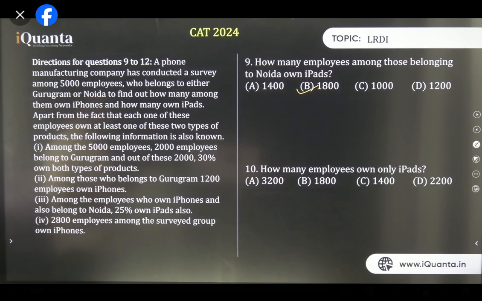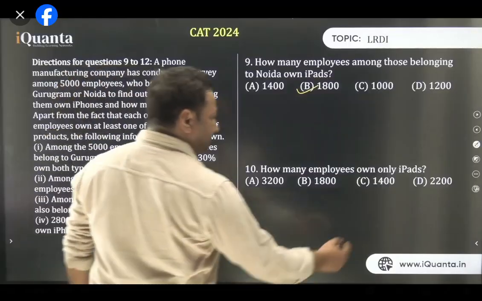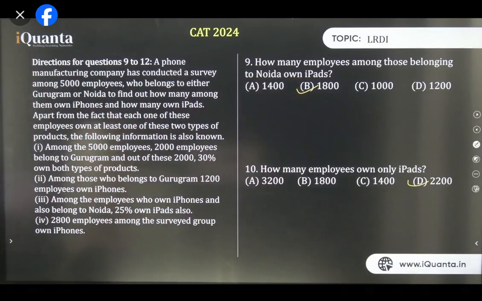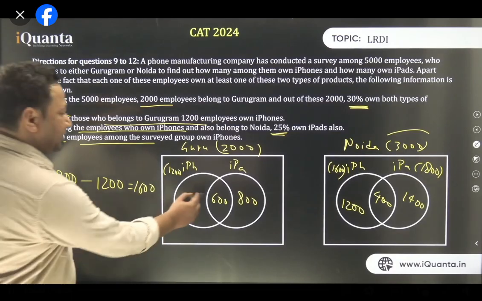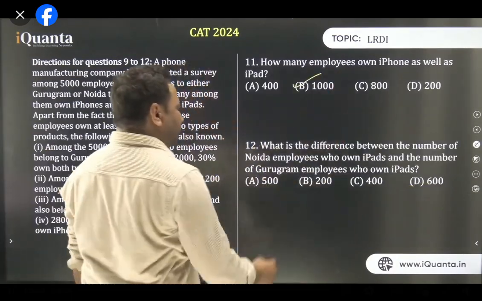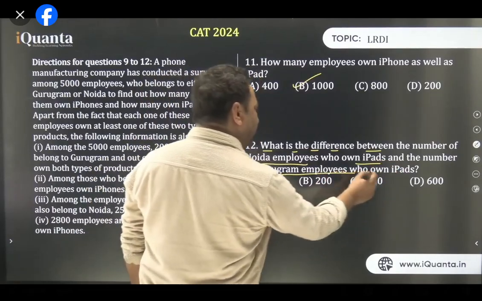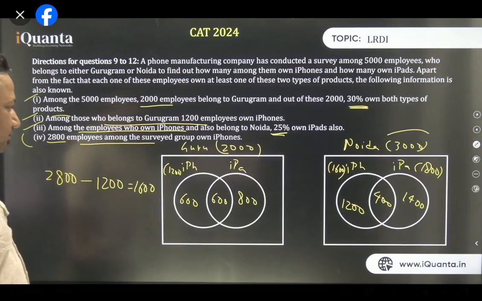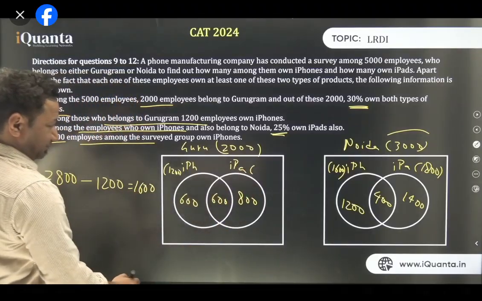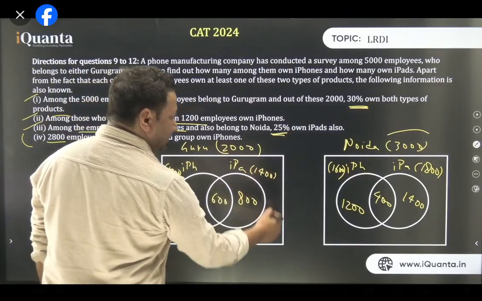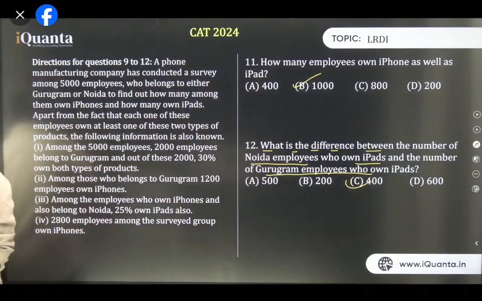How many employees own only iPads? Overall, only iPads. 800 plus 1,400 is 2,200. Cool. How many employees own iPhone as well as iPad? 600 here, 400 there, that means 1,000. What is the difference between the number of Noida employees who own iPads and the number of Gurugram employees who own iPads? Here the iPad is owned by how many people? 1,400 people. 1,800 minus 1,400, the answer is 400. Cool. How many of you got all correct?